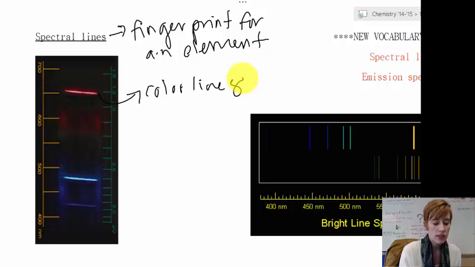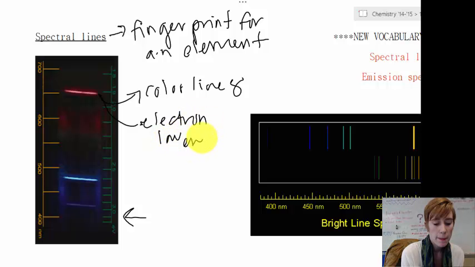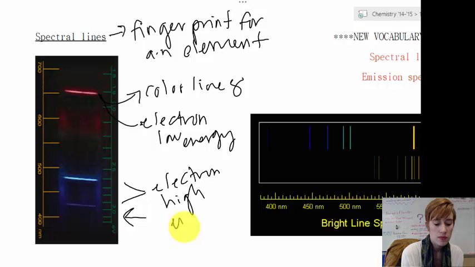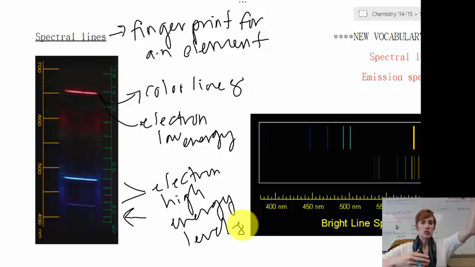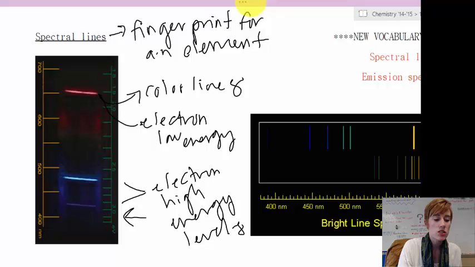So when I'm looking at this fingerprint of this element, I know this is an electron that's falling from a low energy level. And then here I know that there's electrons falling from high energy levels. And every single atom has different energy levels and electrons that fill up different energy levels. And so this spectral line is like the only one for that particular element. Let's look at some examples.